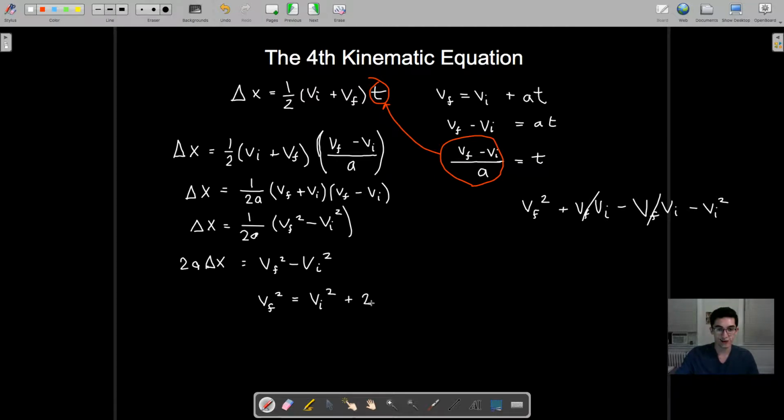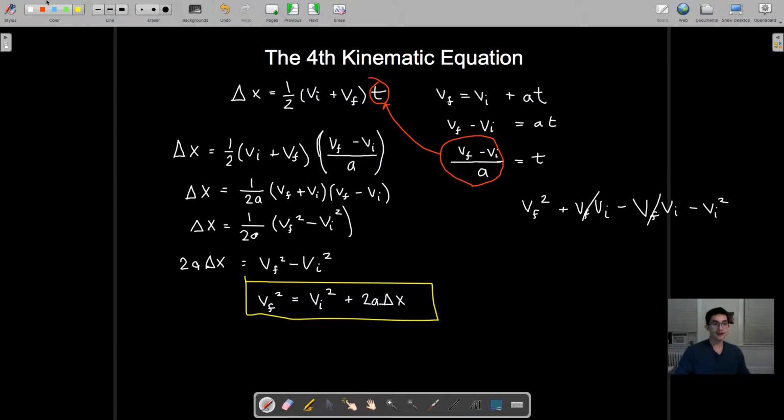Ta-da! We have v final squared is equal to v initial squared plus 2a delta x. So the final velocity squared is equal to the initial velocity squared plus 2 times the acceleration times the displacement. And that, my friends, is our fourth kinematic equation. Okay? So that's where the 4 kinematic equations come from.